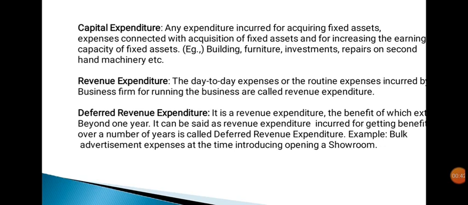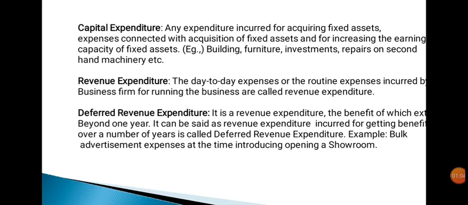The next one is revenue expenditure. The day-to-day expenses or the routine expenses incurred by the business firm for running the business are called revenue expenditure. Example: salaries, wages, electricity, and so on.